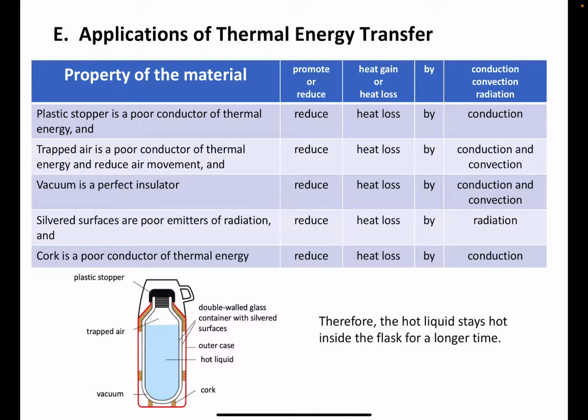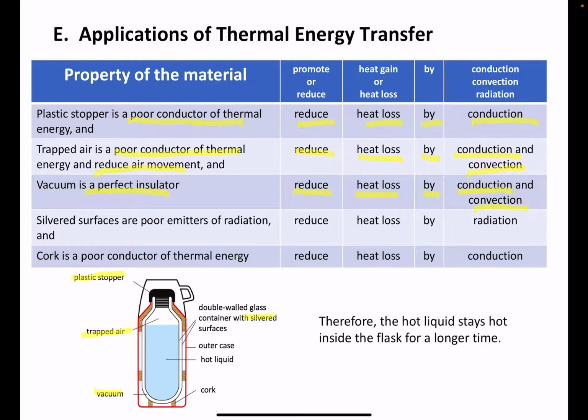Now, let's look at a thermal flask. Let's look at the plastic stopper. The plastic stopper is a poor conductor, and therefore it reduces heat loss by conduction. The trapped air. Trapped air is a poor conductor, and it reduces air movement, so it reduces heat loss by conduction and convection. Vacuum. Vacuum is a perfect insulator. It will reduce heat loss by conduction and convection.